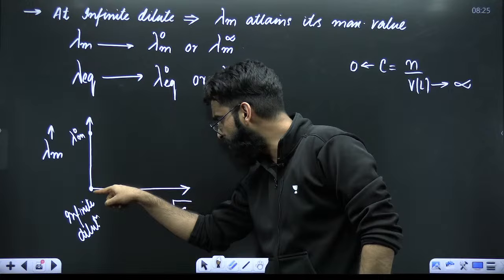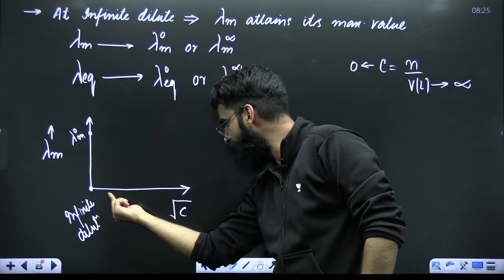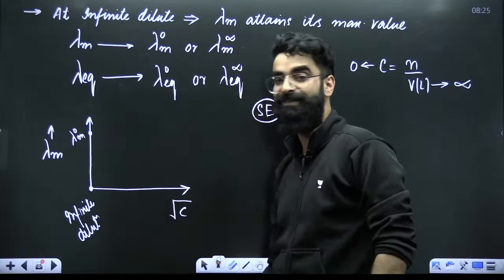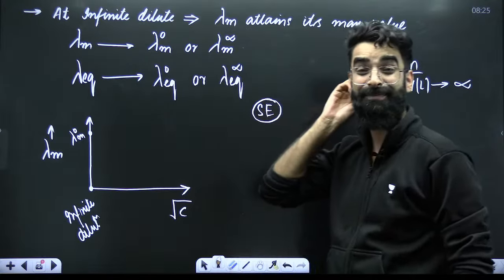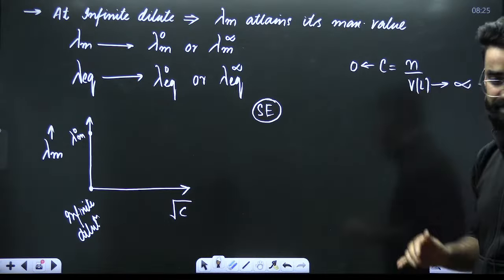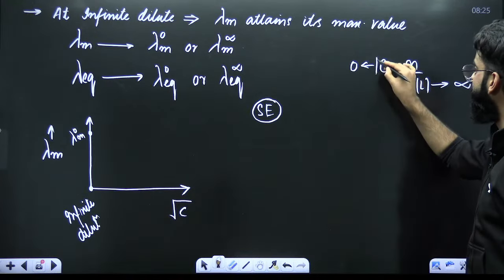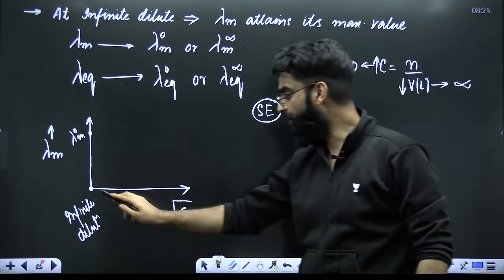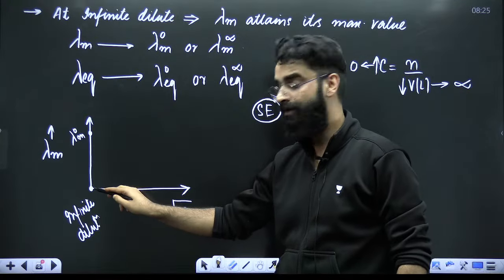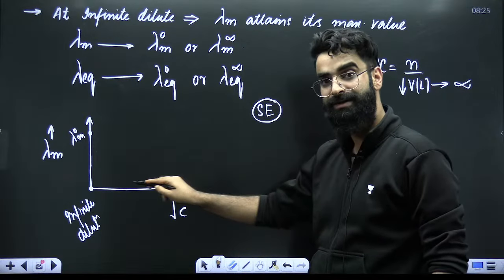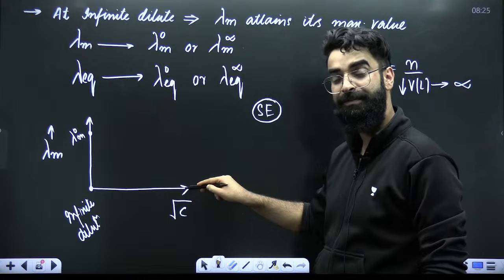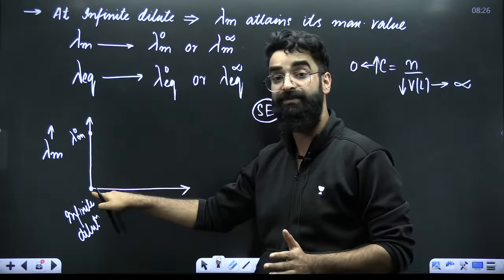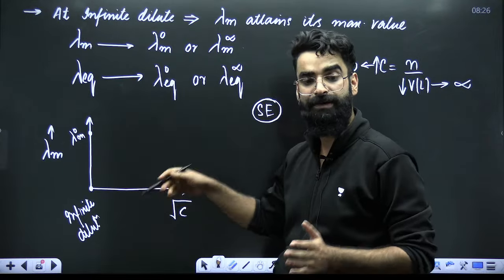Now, if you go in this positive x-axis direction, what is happening to the root C value? Root C is increasing. If root C is increasing, that means C is increasing. C increasing means the volume of the solution is decreasing. At this point the volume of the solution was infinite, and now you are going in this direction, so the volume of the solution is decreasing.